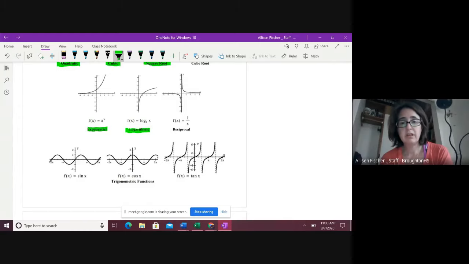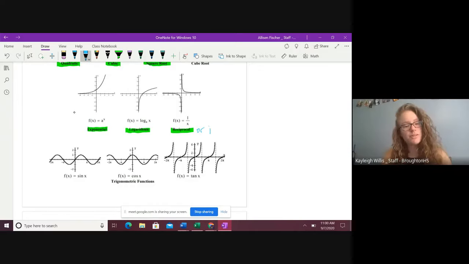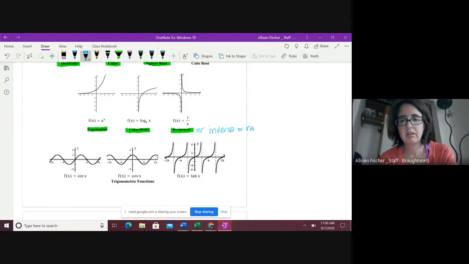In Math 2 and in Math 3, you talked about a reciprocal function that can also be called the inverse function. Can it be called a rational function? I know it's one. A rational function. So this one has a lot of names: reciprocal or inverse or rational function. So you may have seen any of those names for that one.